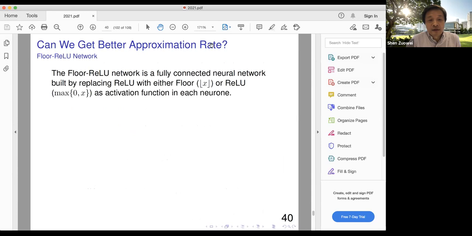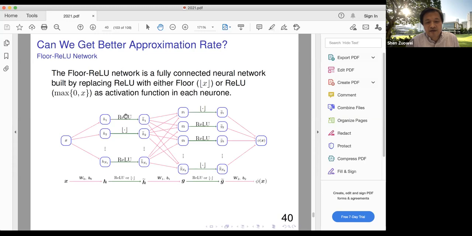Another way, if you don't want to reduce the space, you need to change the activation function. So we design a neural net. Instead of only using ReLU, I give you the freedom to use ReLU or the floor function. The floor function, you know, for x, gives the maximum integer below that x. So each time you are free to choose either of them. The neural net is still more or less the same.